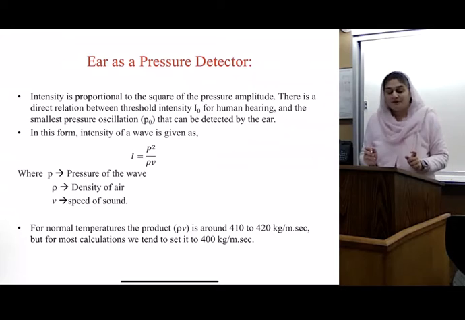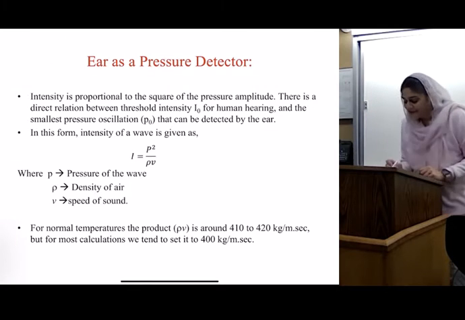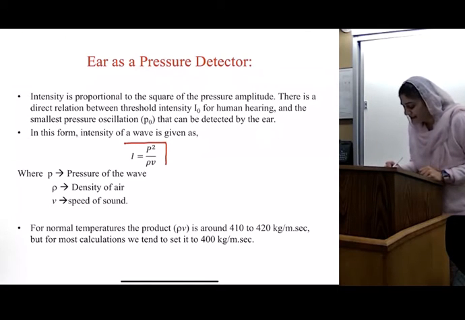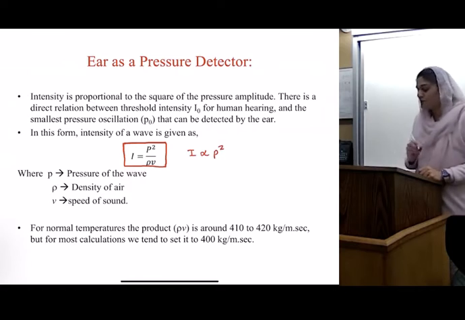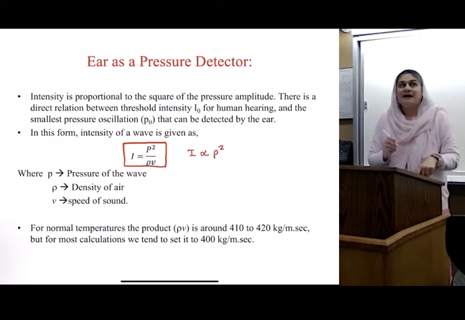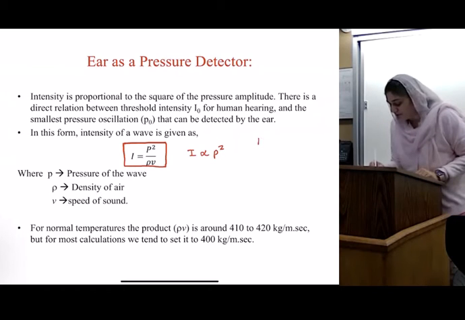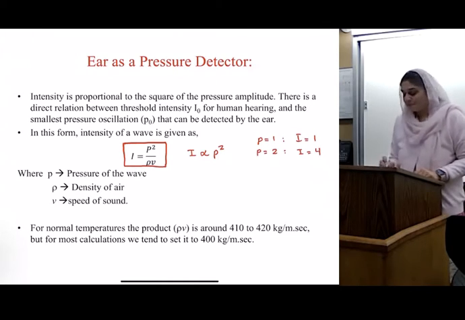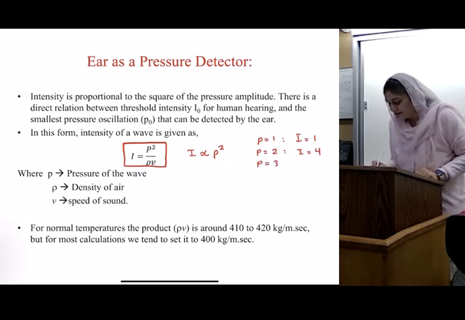This is another formula that you should know: the relationship between intensity and pressure. In other words, intensity goes up by the square of the pressure. So if the pressure is 1 time, intensity is 1 time. If the pressure becomes 2 times, intensity becomes 4 times. If the pressure becomes 3 times, intensity will become 9 times.